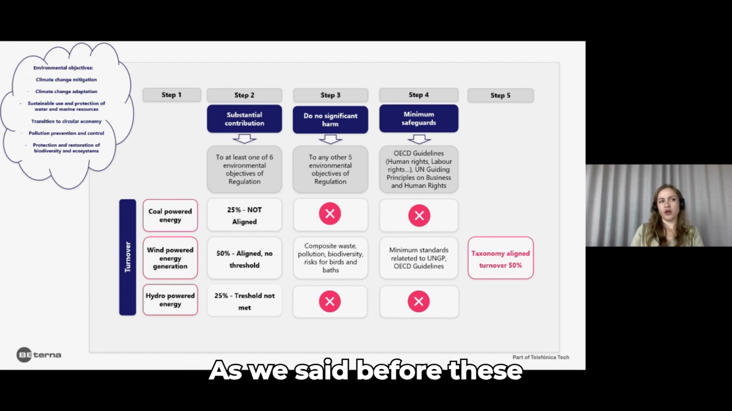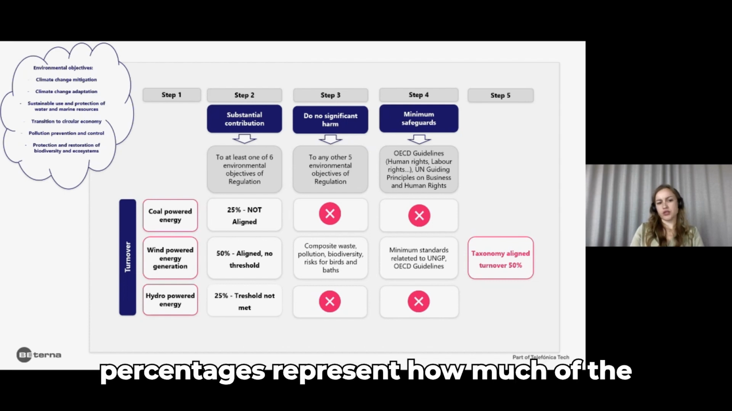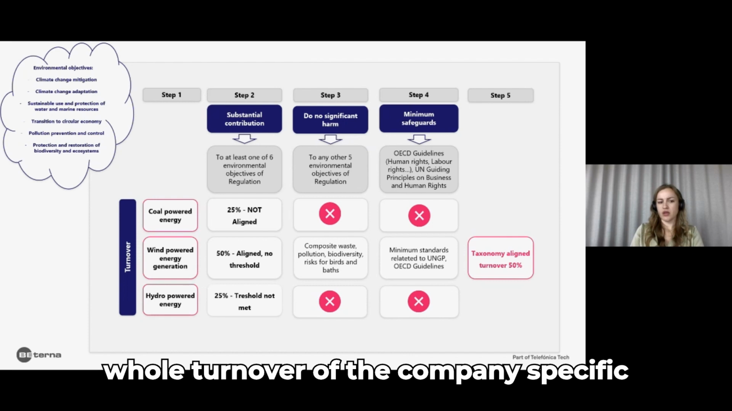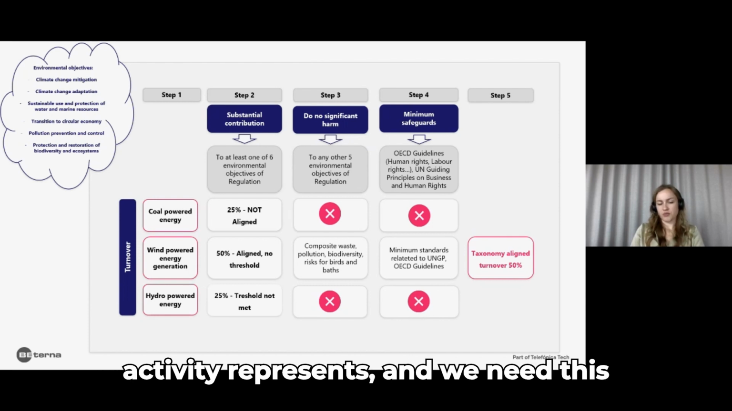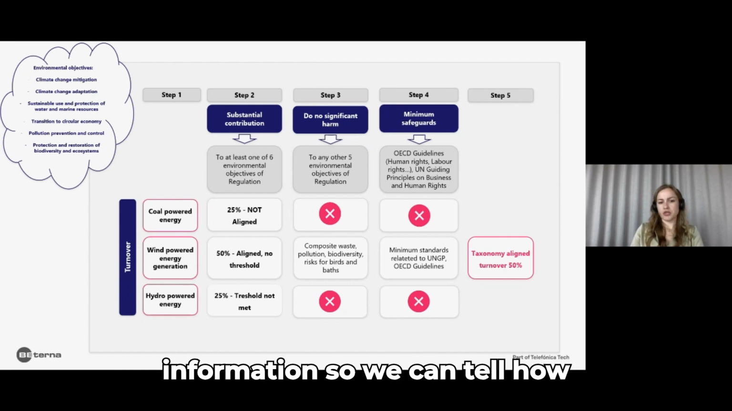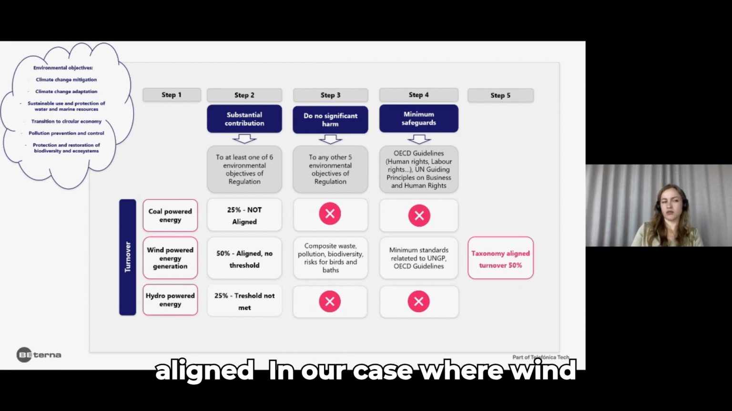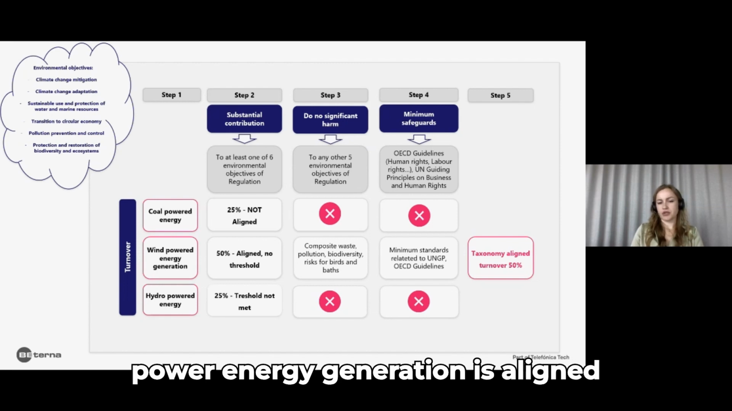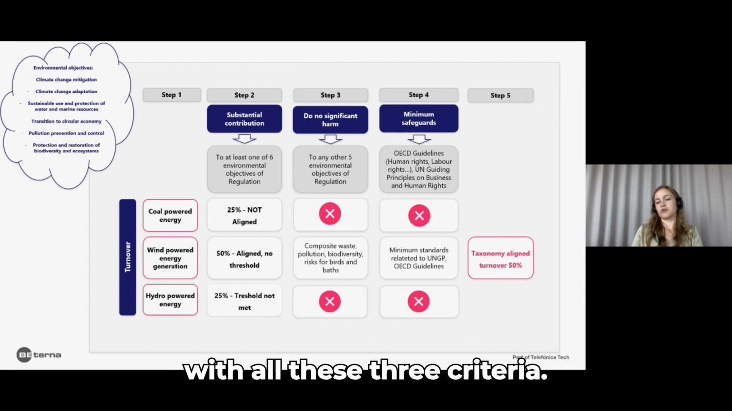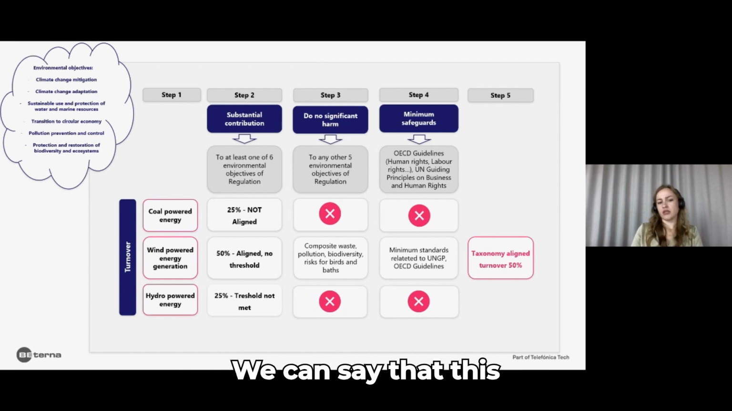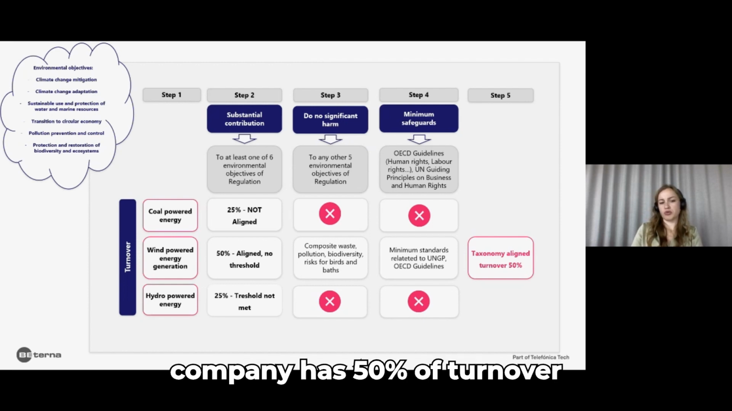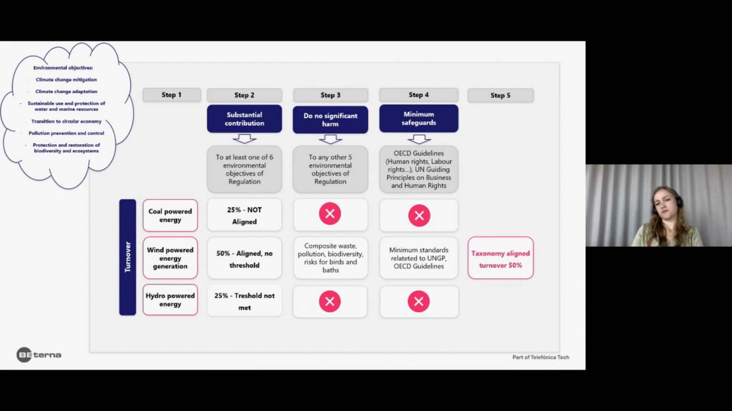As we said before, these percentages represent how much of the whole turnover of the company a specific activity represents. And we need this information so we can tell how much of the whole is taxonomy aligned. In our case, where wind power energy generation is aligned with all these 3 criteria, we can say that this company has 50% of turnover aligned with taxonomy.